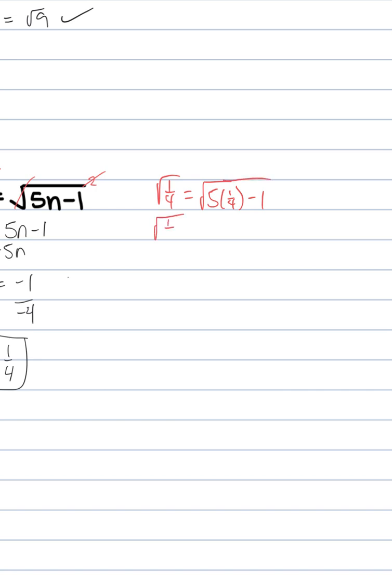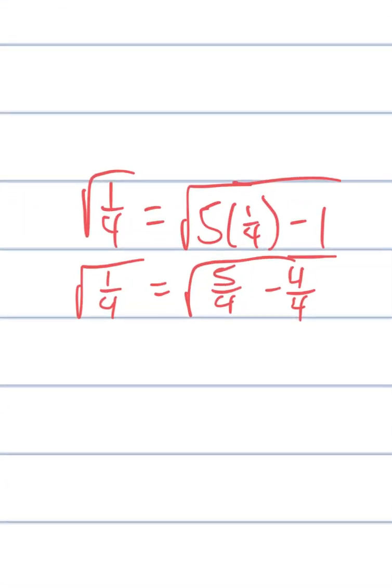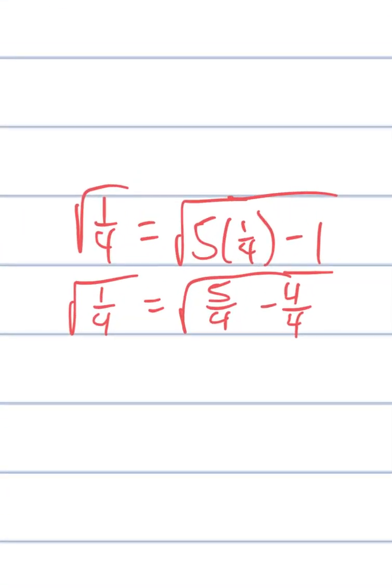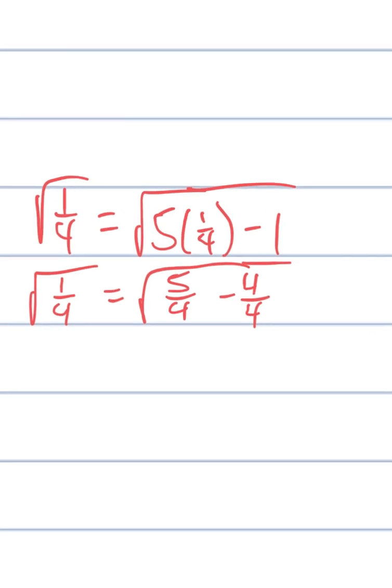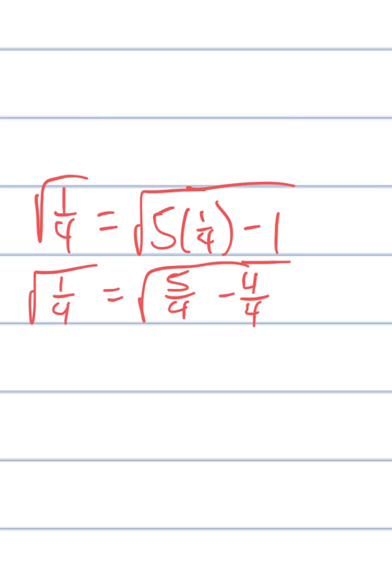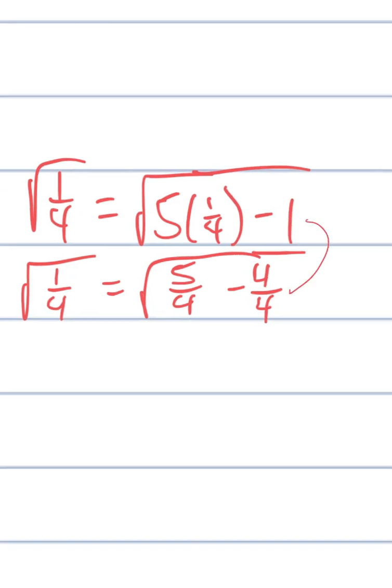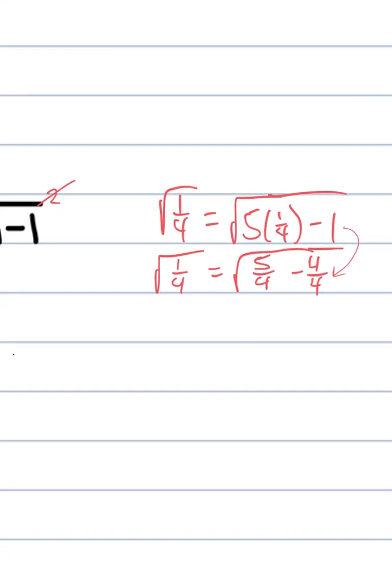This is the square root of 1/4 equals the square root of 5 over 4 minus 4 over 4. The 5 over 4 happened because I multiplied 5 by 1/4: 5 gets multiplied by 1, 4 gets multiplied by 1, and we get 5 over 4. The minus 4 over 4 came from the 1. I wanted a common denominator, and 4 divided by 4 gives me 1, so I just changed the 1 into 4 over 4. So now we have the square root of 5 over 4 minus 4 over 4, which is just 1 over 4, so we're Gucci, okay?